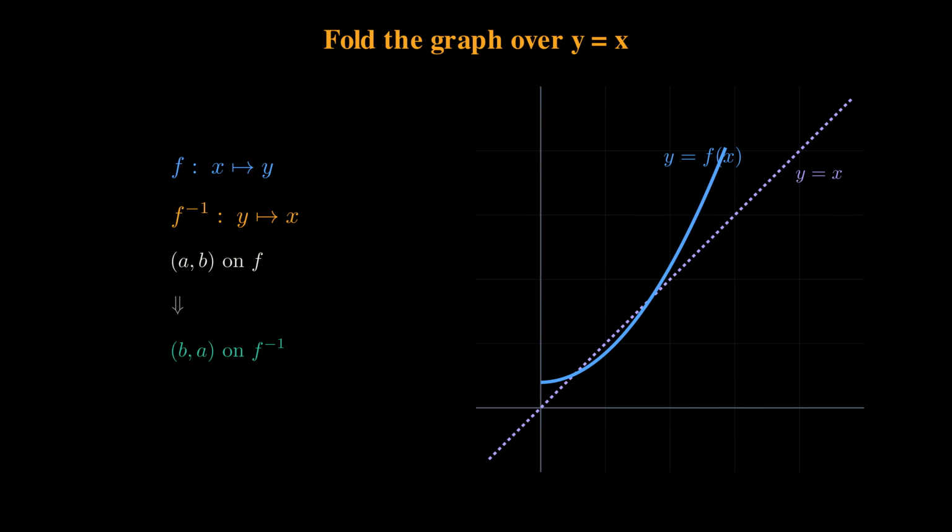So watch the graph of f literally fold across that dashed diagonal. Every point carries over to its mirror image. And what lands on the other side is the graph of f inverse. The blue curve, becoming the gold one. The inverse isn't a new mystery. It is your original function, reflected in y equals x. If you can draw f, you can draw its inverse just by flipping it over the diagonal.